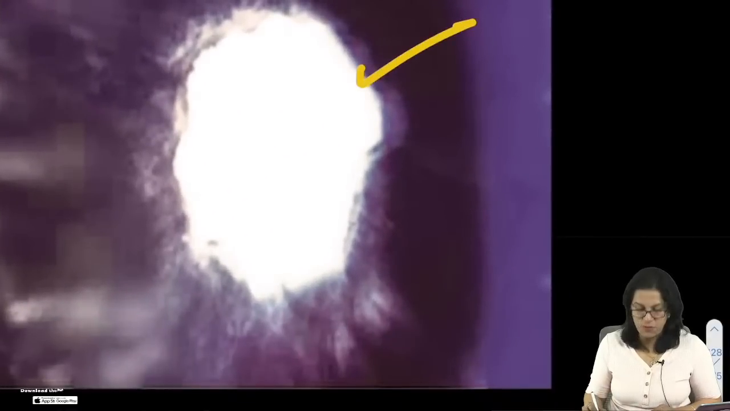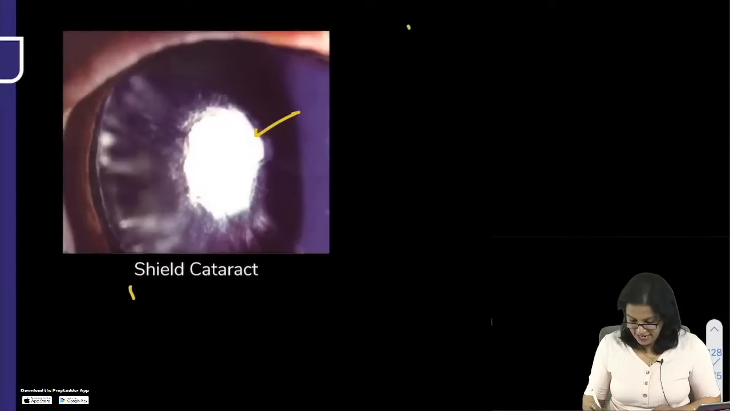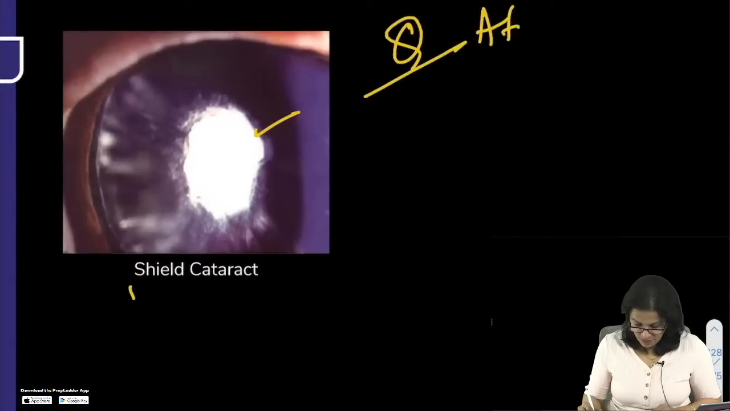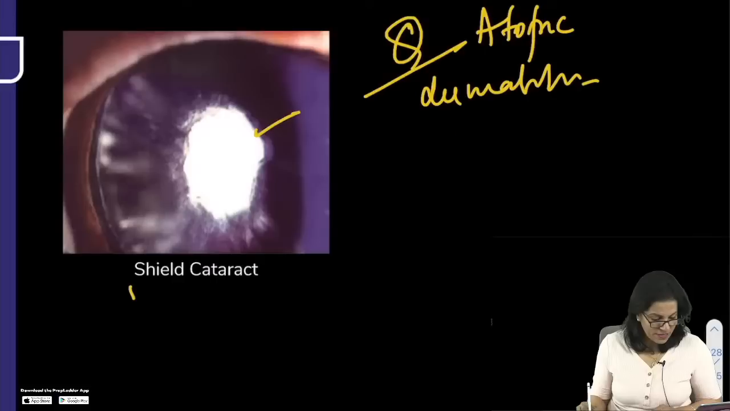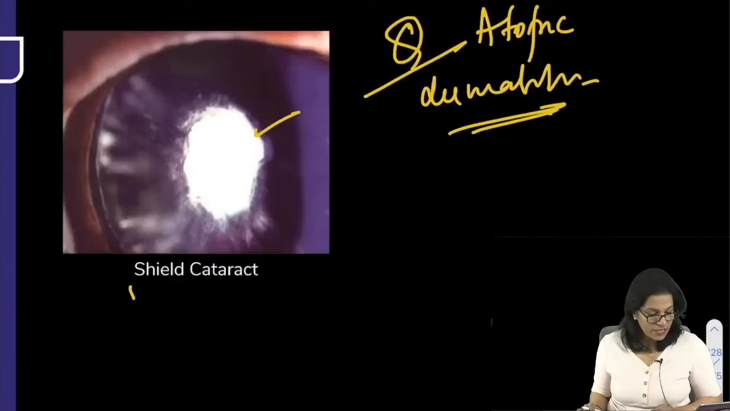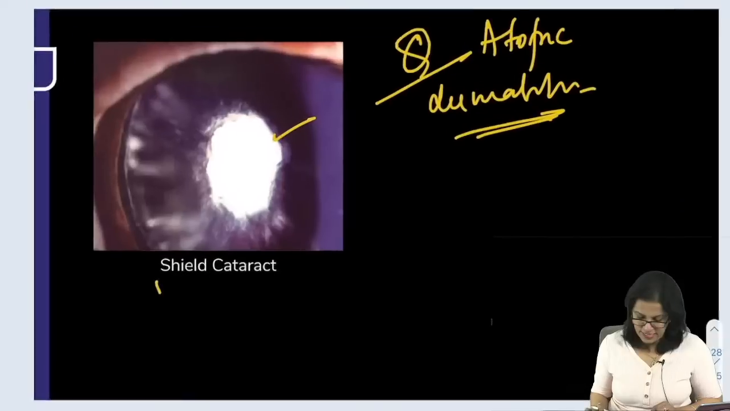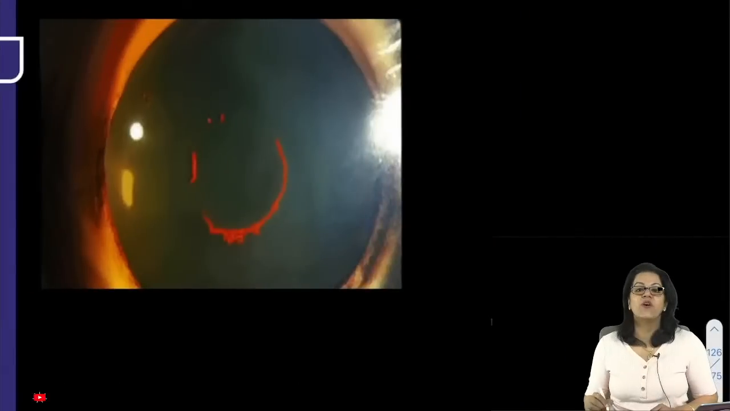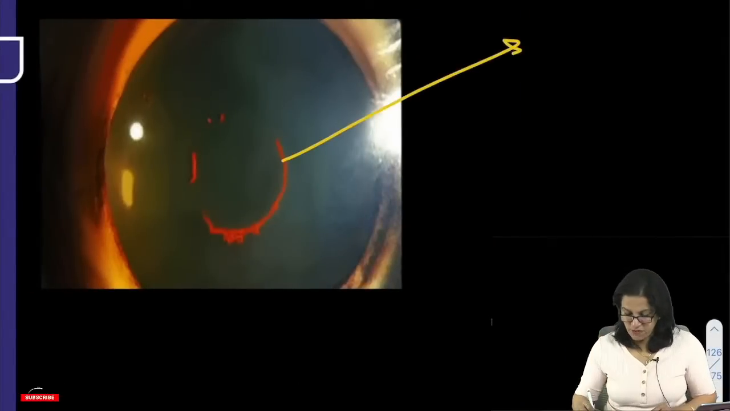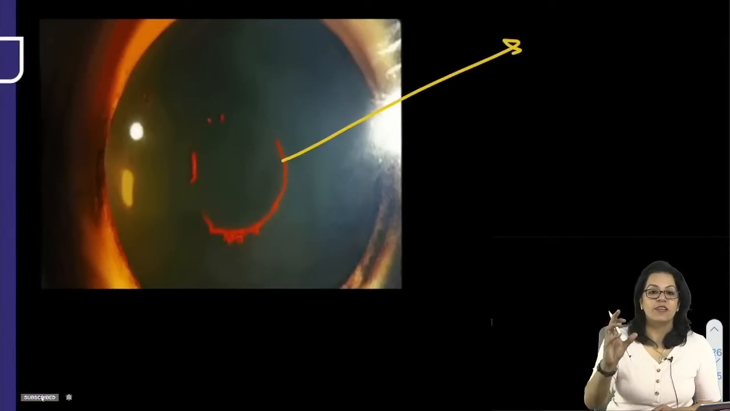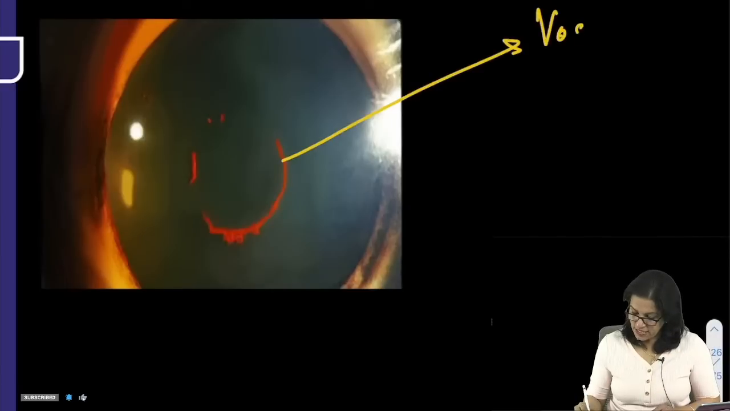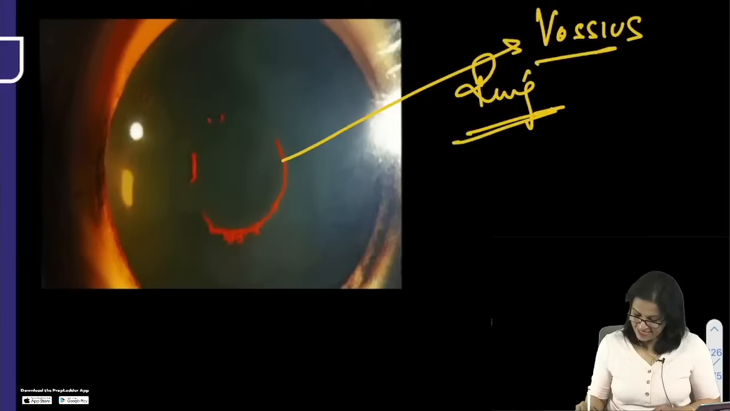Shield cataract. What do you mean by shield cataract? It shields the pupillary area. Shield cataract is a feature of, again an exam question, atopic dermatitis. Very good. Yes, Jan Donald, you have answered correctly. This one is your Vossius ring, imprint of iris on the anterior surface of lens. This is Vossius ring, right? Feature of blunt trauma.